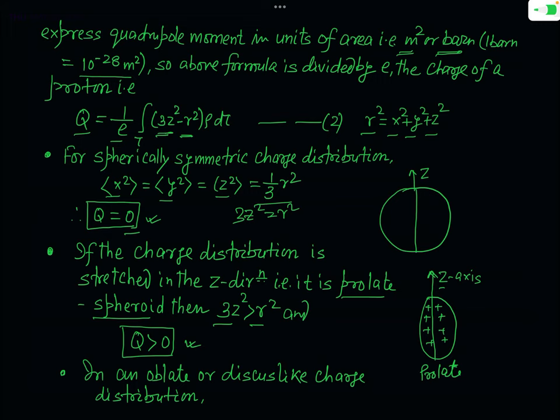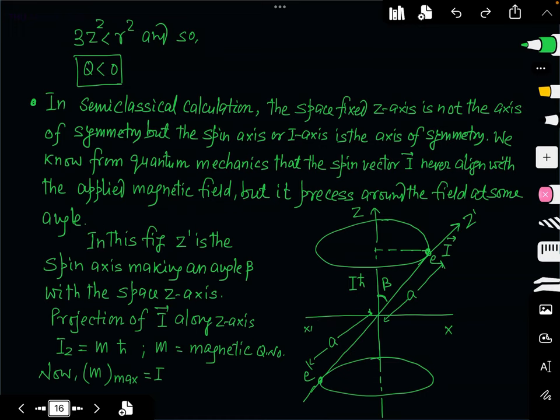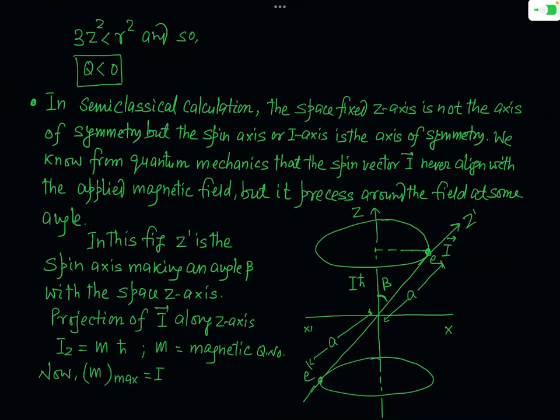But if the charge distribution is elongated in a direction perpendicular to this z direction, then the nuclear charge distribution is called oblate. In that condition, you can see here the shape will be just like this. This is your z axis, and the charge distribution is elongated in a direction perpendicular to this z axis, and this shape is known as oblate shape. This is just like a pumpkin.